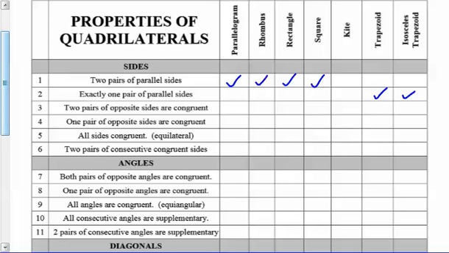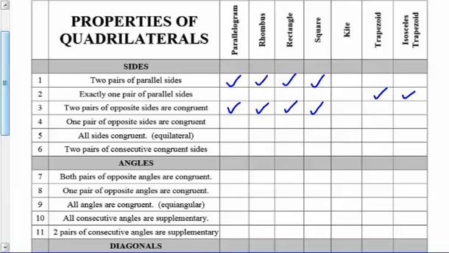Two pairs of opposite sides that are congruent. Well, that would be true for the parallelogram, the rhombus, the rectangle, and the square. All right, so go through here, fill this out, and when you're done, we'll check it. We'll talk about it when we're in class.